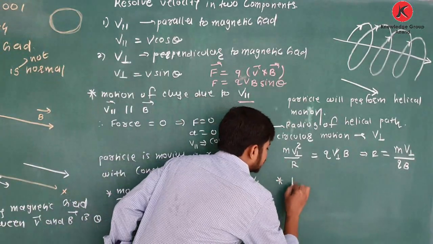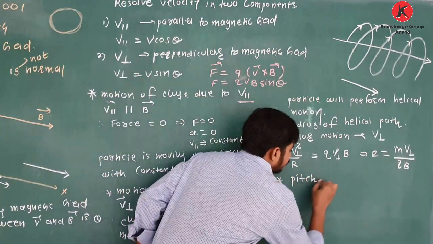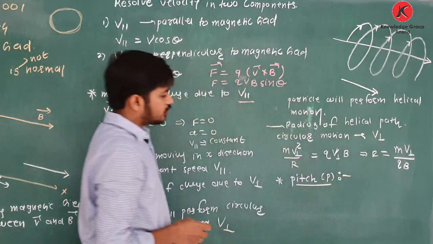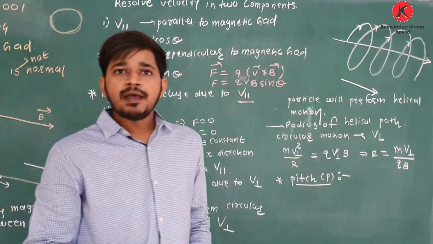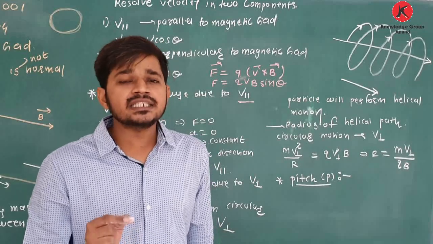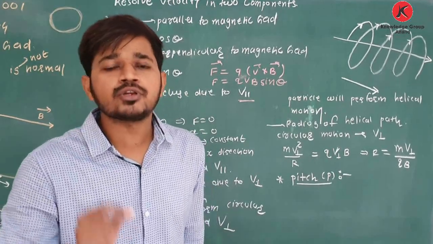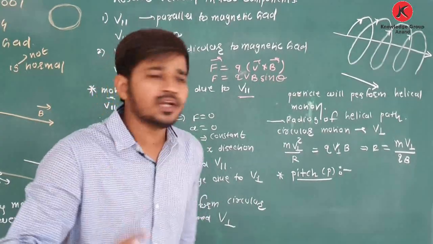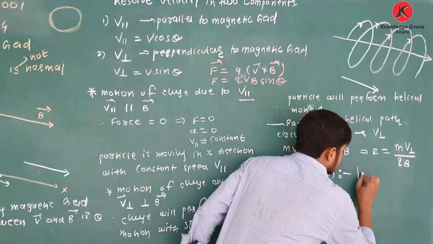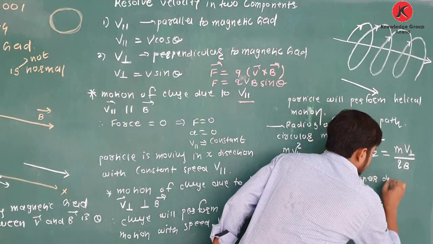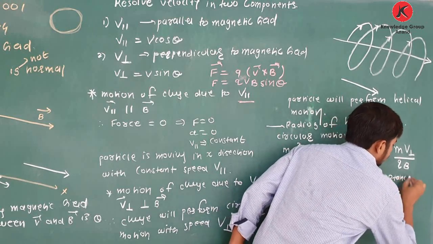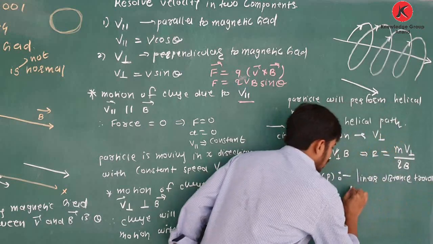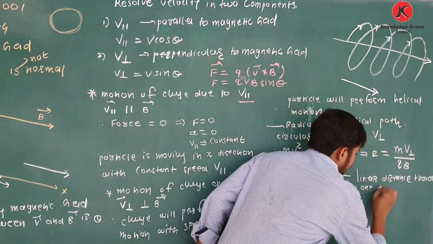Okay. Next is one terminology for this helical shape that you have to remember, and it is called pitch, denoted by P. What is pitch? Pitch is the linear distance traveled in one revolution.